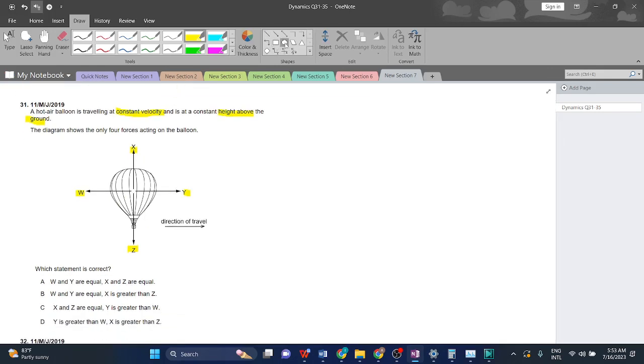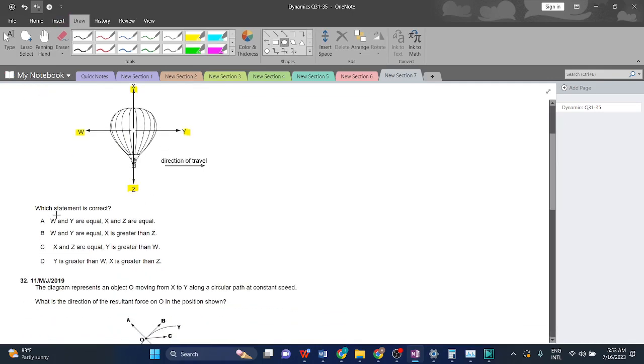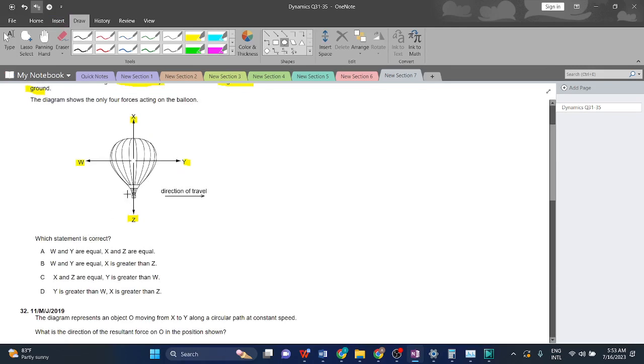So which option proves that? Which statement is correct? Y and W are equal. X and Z are equal. So A is the right answer.